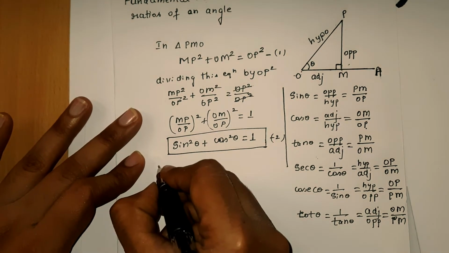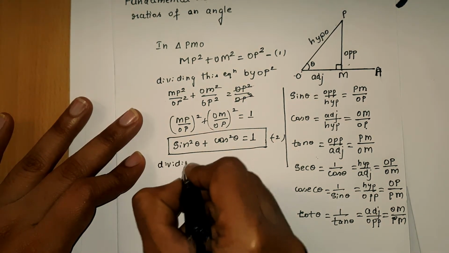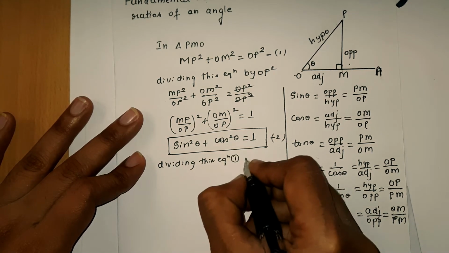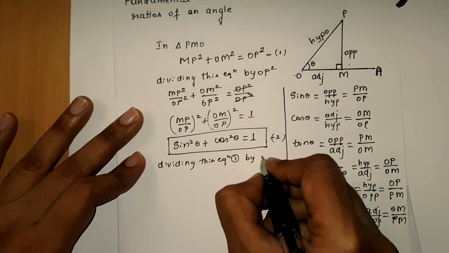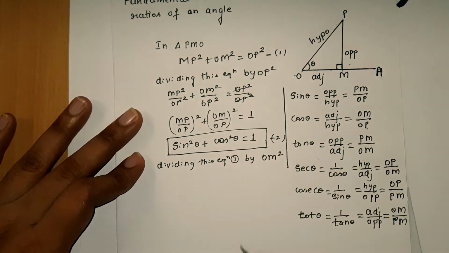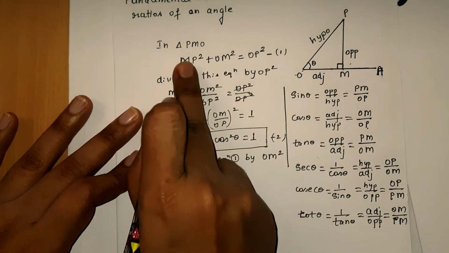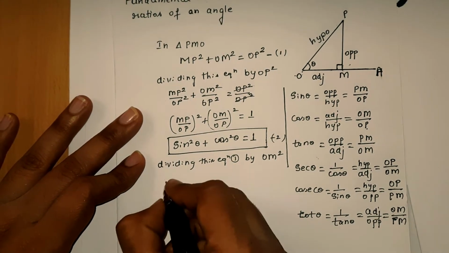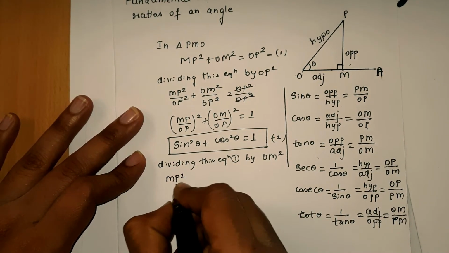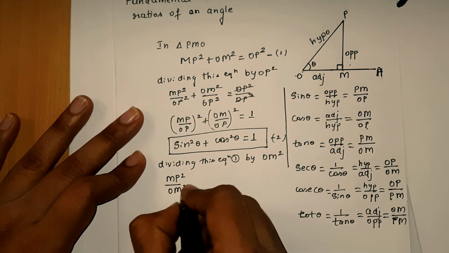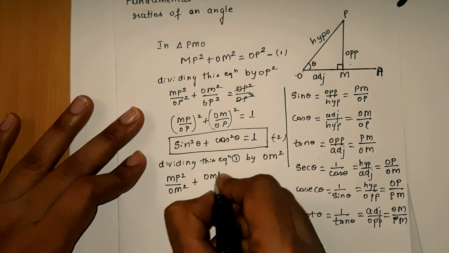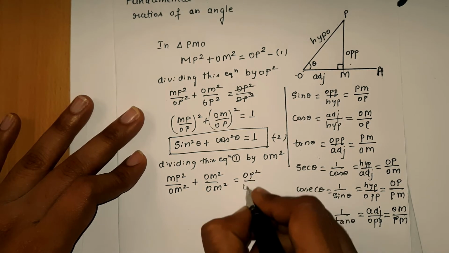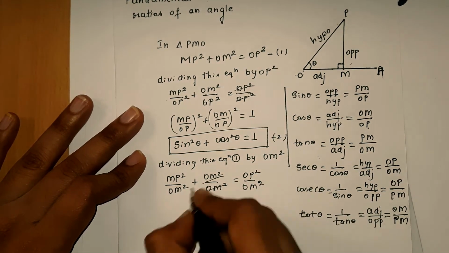Again, dividing this equation 1 by OM square, we have MP square by OM square plus OM square by OM square, which is equal to OP square by OM square. So these two cancel.